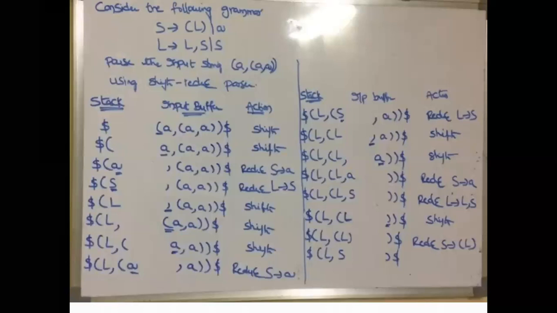In the stack there is no terminal, so we have to push that particular terminal into the stack. That's why we are performing the shift action. This is placed on the top of the stack. Then after pushing this open brace into the stack, what is the remaining input buffer? Small a comma open brace small a comma open a closed brace and dollar. So dollar indicates the end of the string.